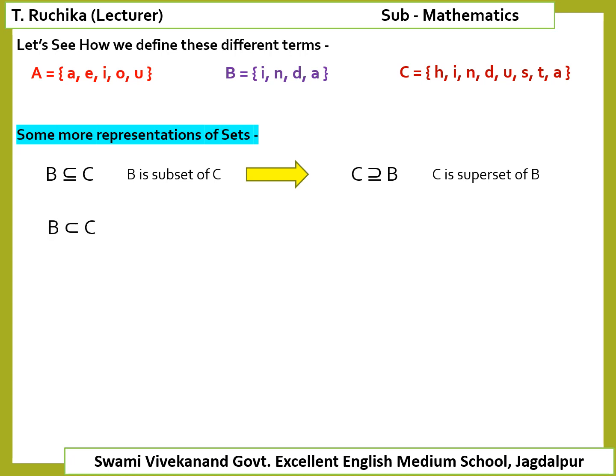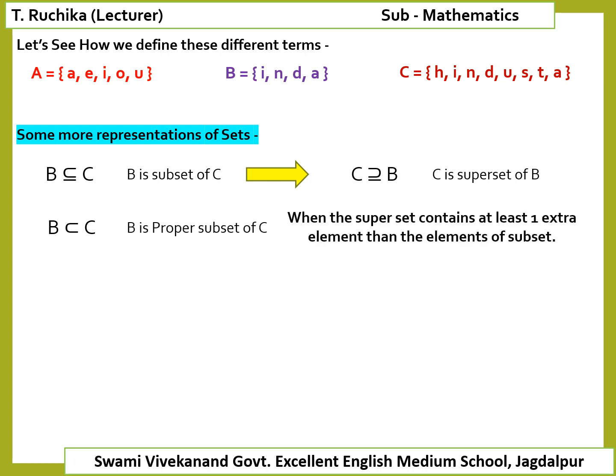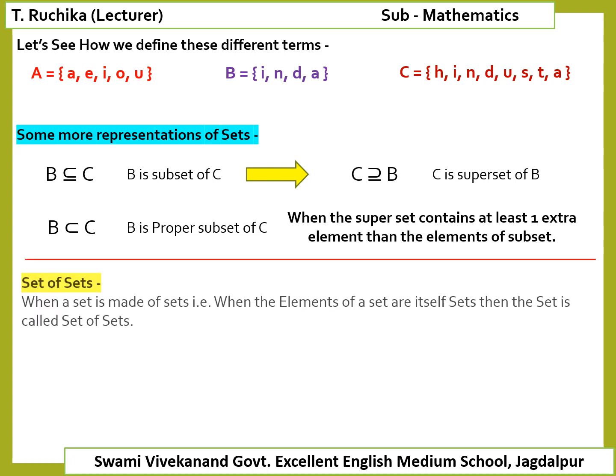Now, when will we call B a proper subset of C? When the superset C contains at least one extra element than the elements of subset B. When we have more elements in the superset, then the subset is known as a proper subset.